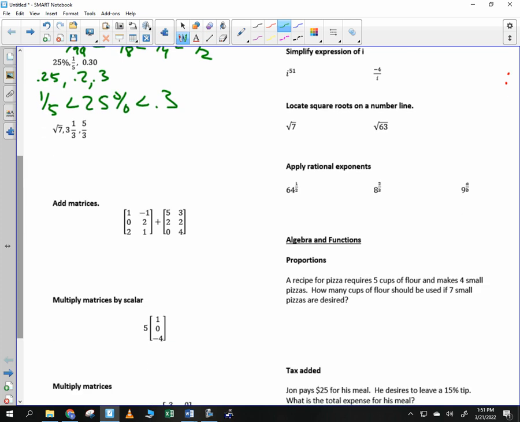Square root of 7 is between what two numbers? Close. Closer the first time. 2 and 3. Whereas 3 1/3 is 3.33, and 5/3, what number is that approximately? 1 2/3, so 1.6 repeating. So the smallest number would be 5/3. That would be less than the root of 7, and that would be less than 3 1/3.